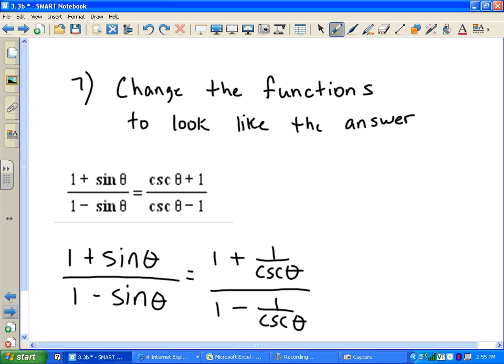So we might not be sure what to do on that next step just yet, but we'll get to that. Okay, so again, that's just using the idea that I want to make what's on the left look like what's on the right. So I'm making these sines look like cosecants there.